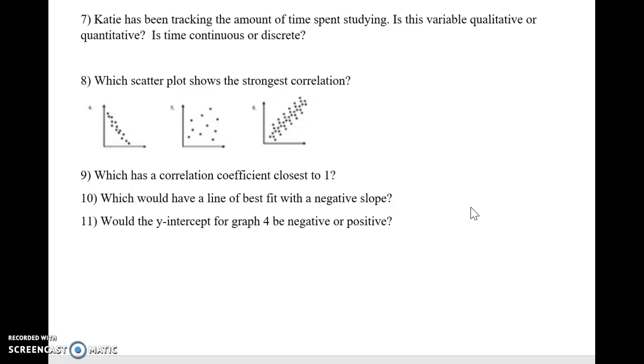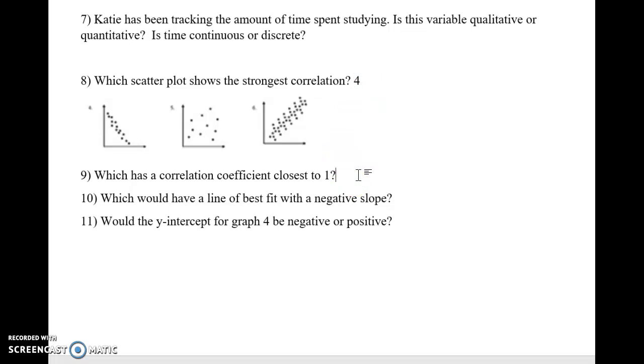Number 8. Which scatter plot shows the strongest correlation? Well, it's certainly not the middle one. 5 is not much of a correlation at all. 4 is a strong negative correlation, I'd say, and 6 is a pretty strong correlation, but it's not as strong as the first one. So 4, which has a correlation, so that would be number 4.